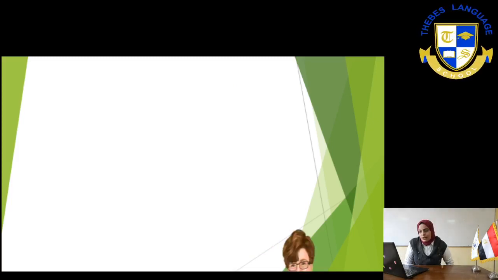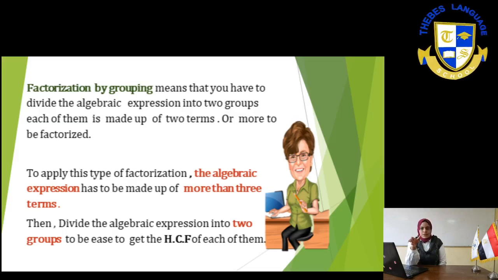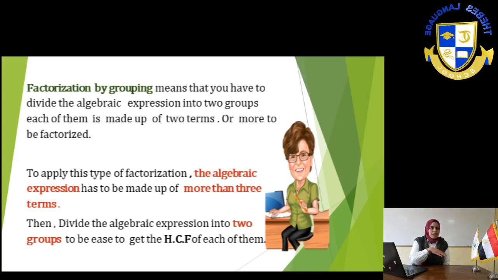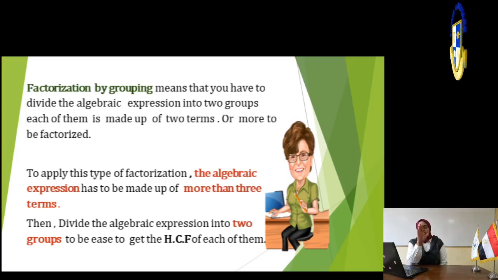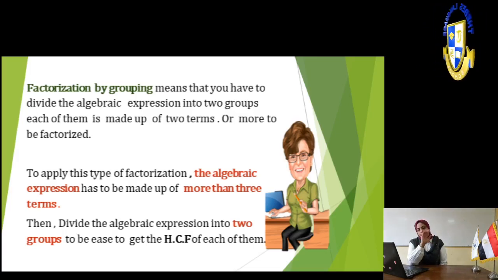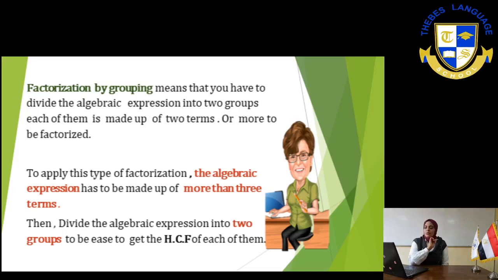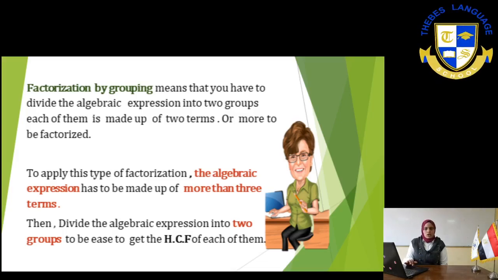Factorization by grouping means that you have to divide the algebraic expression into two groups. Each of them is made up of two terms or more to be factorized. To apply this type of factorization, the algebraic expression has to be made up of more than three terms. Then, divide the algebraic expression into two groups to be easy to get the highest common factor of them.